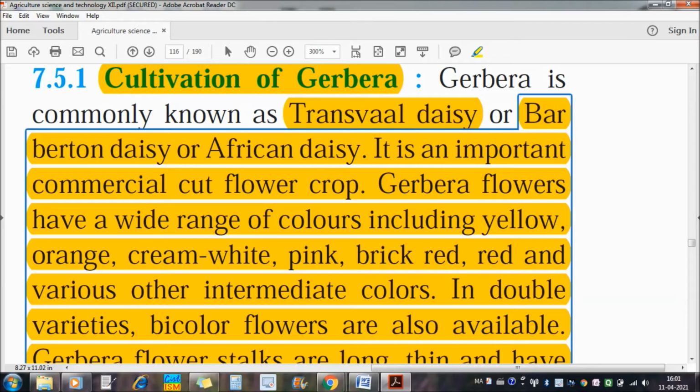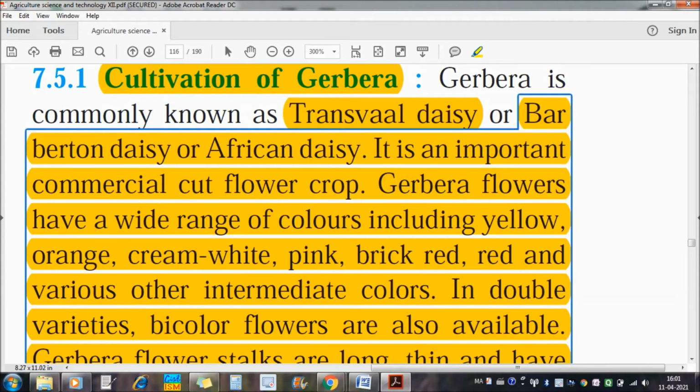This is only used for decoration. It has no particular aroma. So this is a commercial flower plant. There are different colors of gerbera: yellow, orange, cream white, pink, brick red, etc.